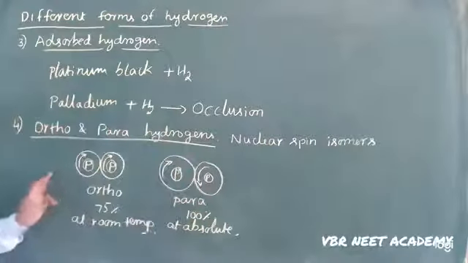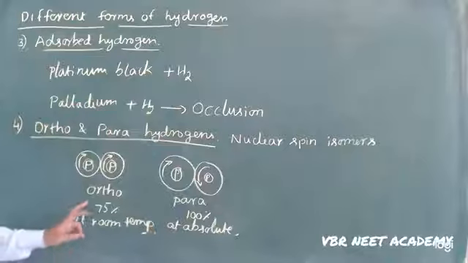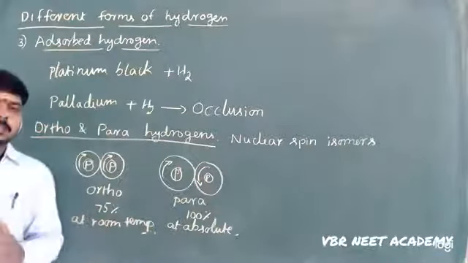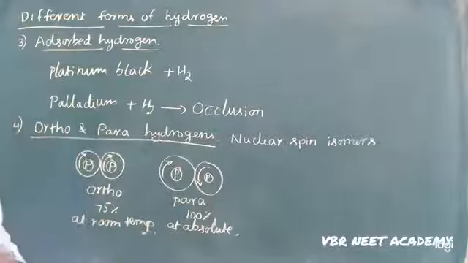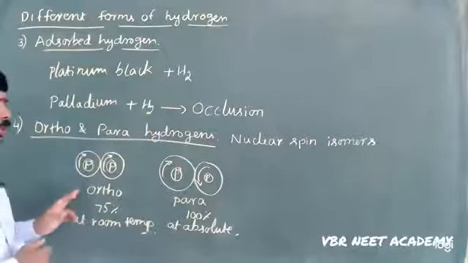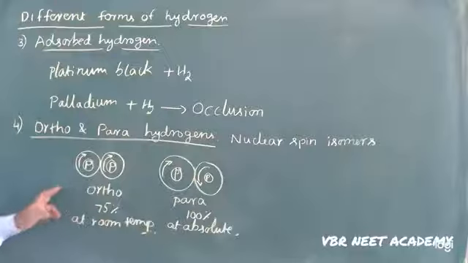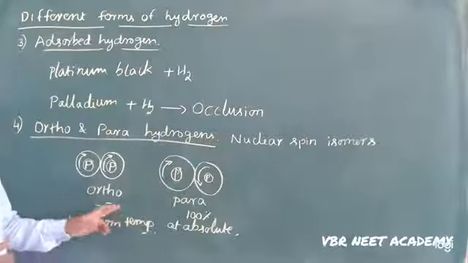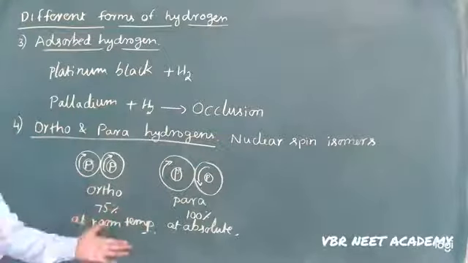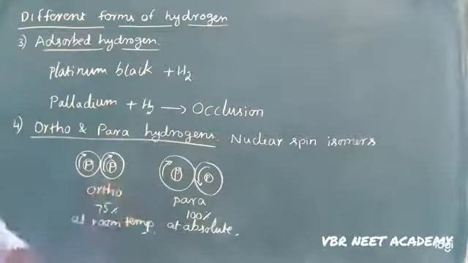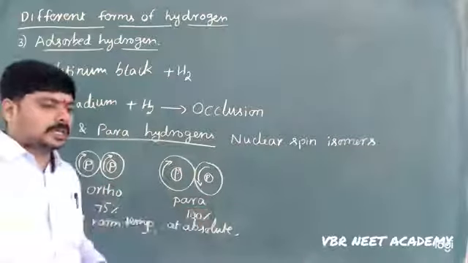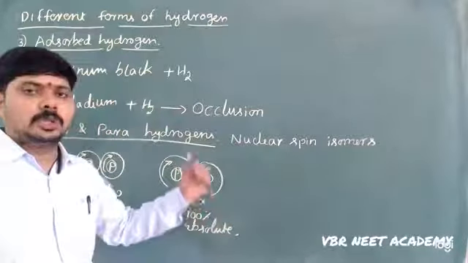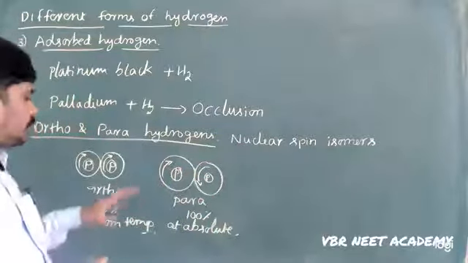Whereas ortho hydrogen is 75% at room temperature. But usually, which form of hydrogen is going to be more stable? Ortho form of hydrogen is going to be more stable. That's why it is present at room temperature at 75%. If it is 75%, obviously the remaining 25% is going to be para hydrogen. But at absolute zero, you take 100% para, 0% ortho. So that's what you can say.